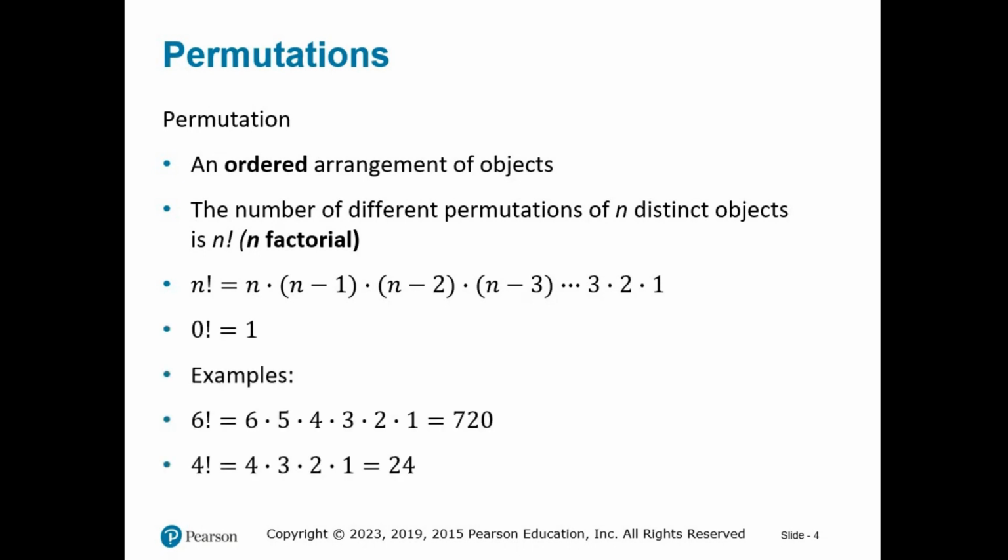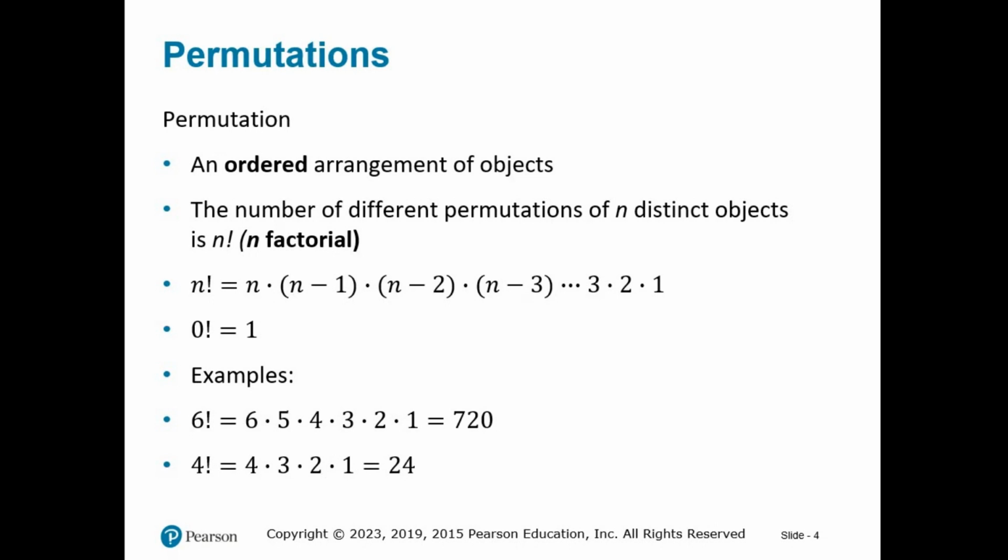So for example, 6 factorial is 6 times 5 times 4 times 3 times 2 times 1, which equals 720. Same thing with 4 factorial. 4 times 3 times 2 times 1 equals 24. One important note here is that 0 factorial equals 1. So there is no 0 when you're multiplying and dividing factorials. 0 factorial equals 1. Make sure you write that down.